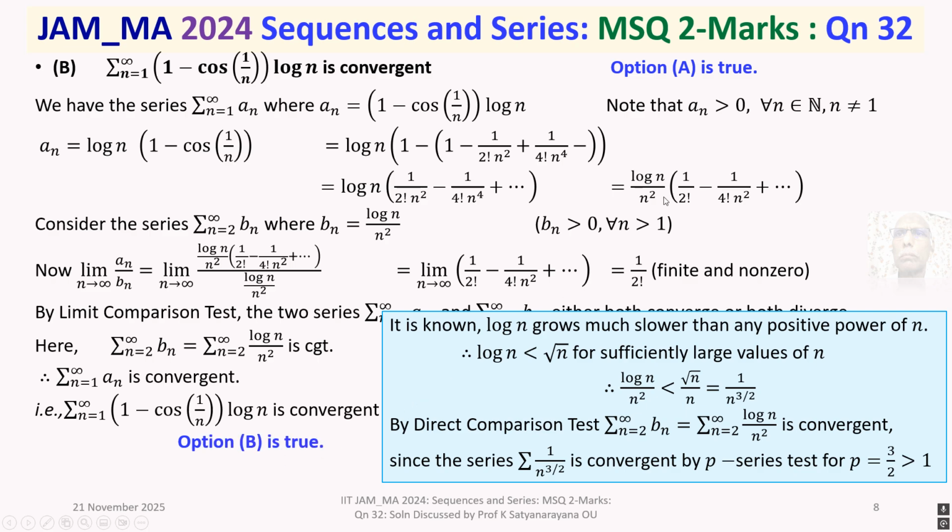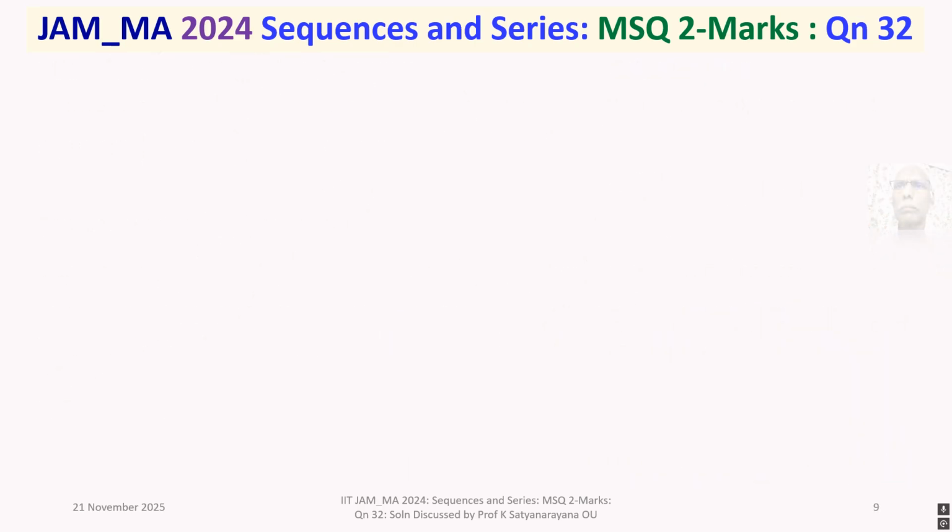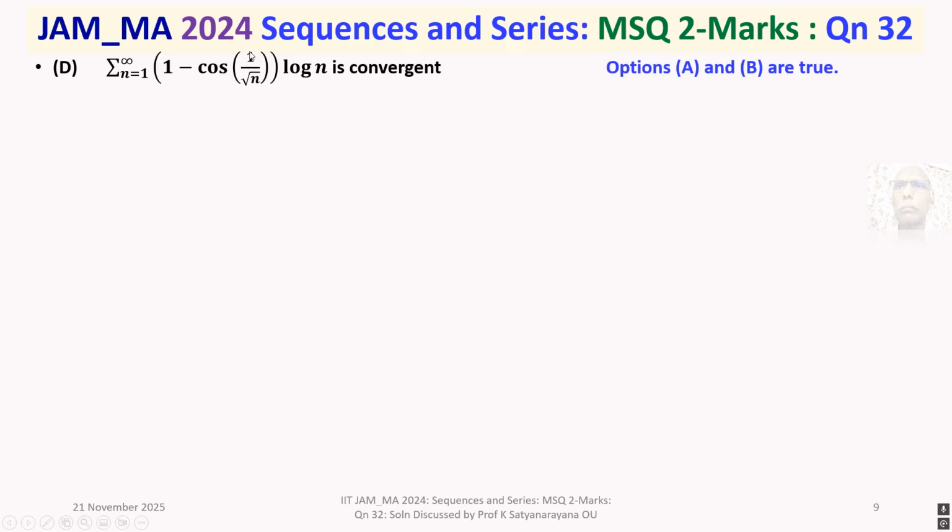So far option A and option B are true. We are left with one more option. Let's get into that. Lastly, option D. Sigma n equal to 1 to infinity of (1 minus cos of 1 by root n) log n is convergent. So far we have seen options A and B are true.